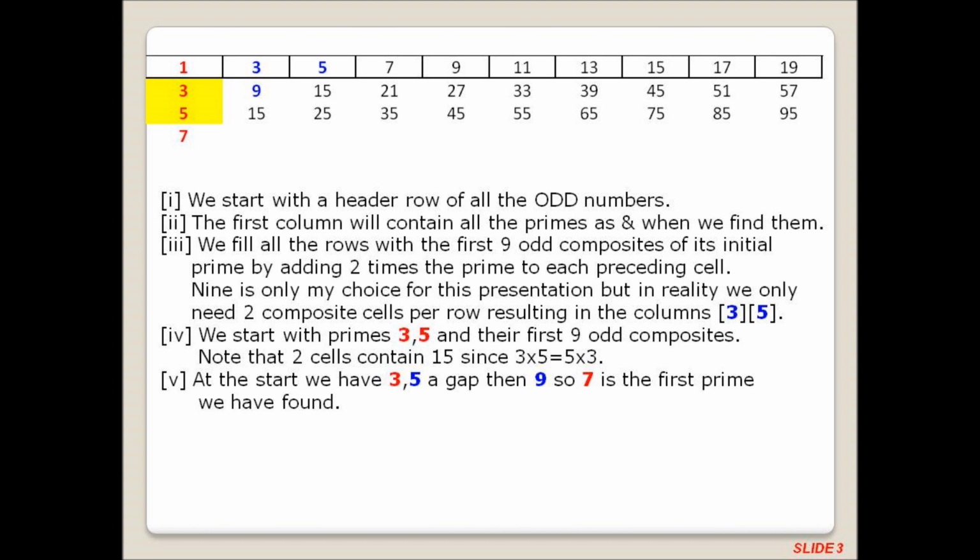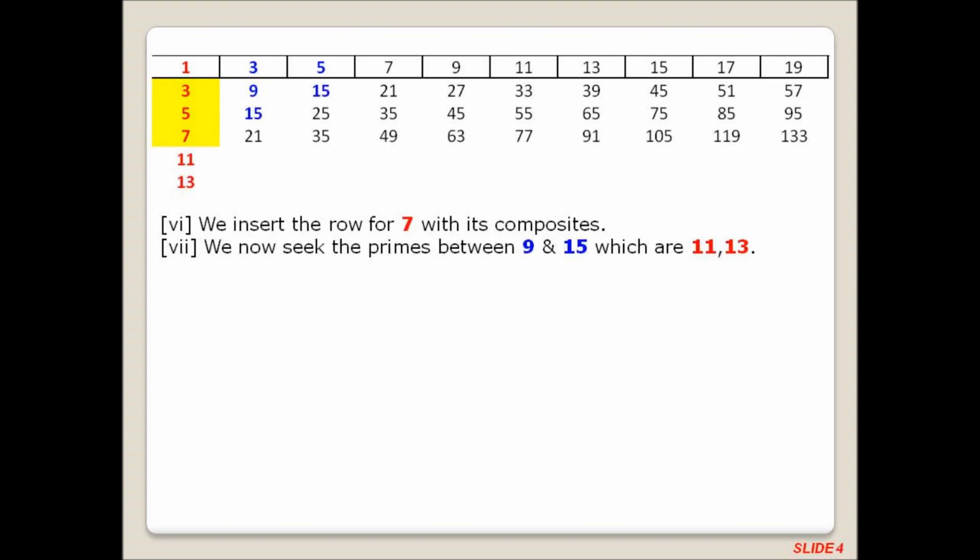We start with primes 3, 5 and their first 9 odd composites. Note that 2 cells contain 15, since 3 times 5 equals 5 times 3. At the start we have 3, 5, a gap, then 9, so 7 is the first prime we have found. We insert the row for 7 with its composites.